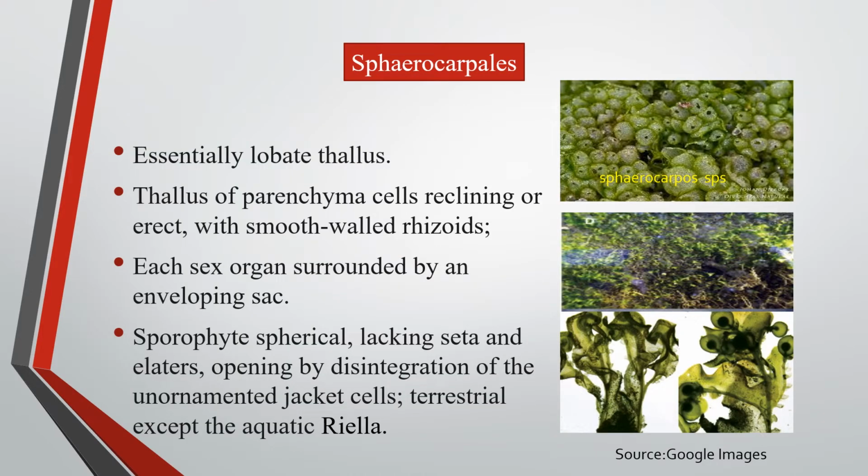Now let us discuss the first order of Hepaticae, that is Spherocarpales. We will be taking one type, that is Spherocarpus. You can see on the right hand side how Spherocarpus looks in nature and how the gametophyte looks, and you can see the structures on the gametophyte. Essentially lobate thallus of parenchyma cells, reclining or erect, with smooth-walled rhizoids, each sex organ surrounded by an enveloping sac. Sporophyte is spherical, lacking seta and elaters, opening by disintegration of the unornamented jacket cells. Terrestrial except Riella, which is aquatic.